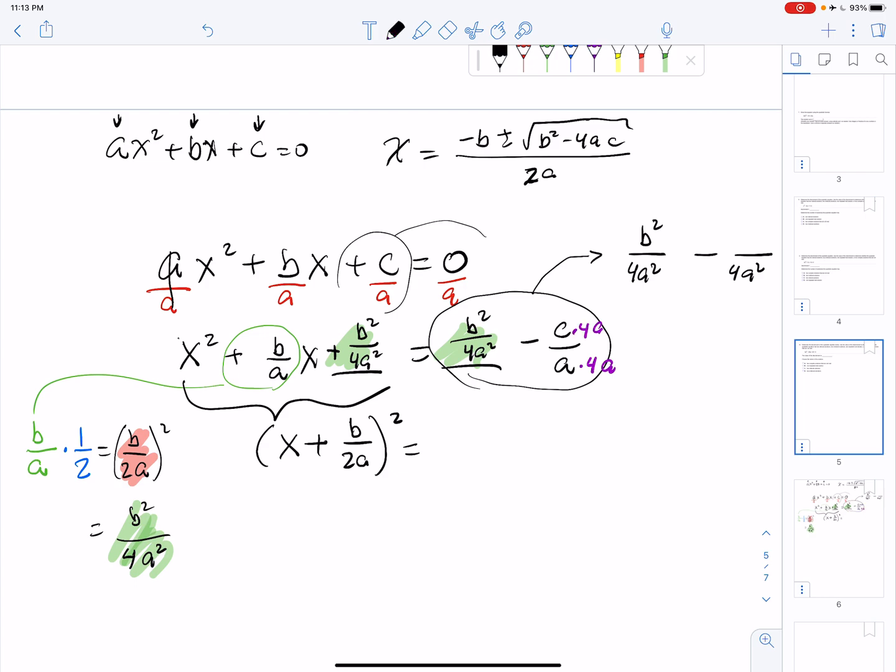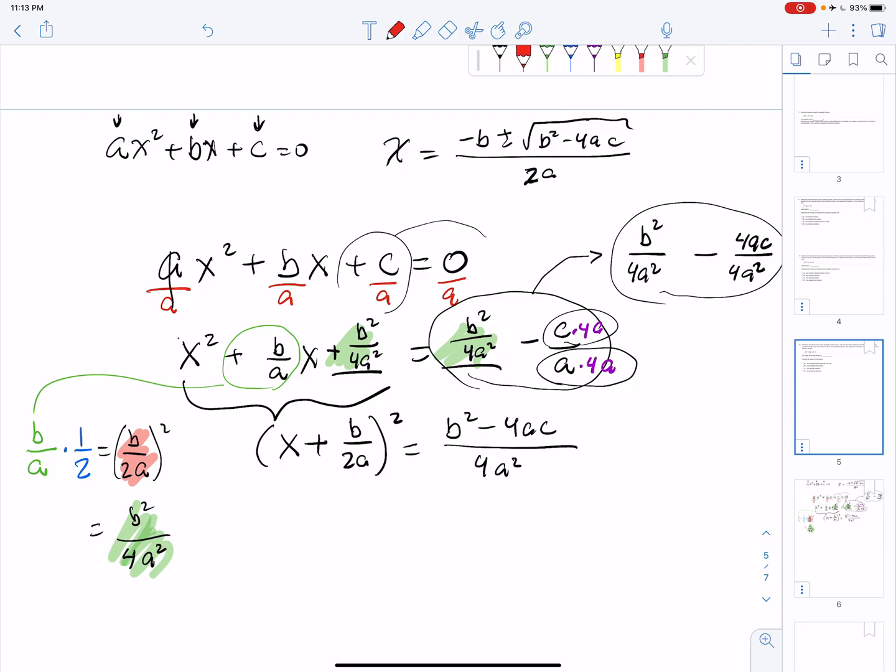So I'm going to multiply it. So up top, c times 4 times a, let's just write it as 4a times c. And down below, that gives us 4a squared, which is our LCD. Now I can, in fact, subtract those two, right? Which then gives me b squared minus 4ac all over 4a squared.